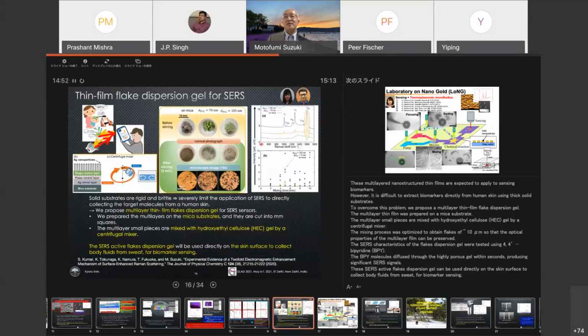The SERS characteristics of the flake dispersion gel were tested using a 4,4'-bipyridine (BPY) solution. The BPY molecules diffused through the highly porous gel within seconds, producing significant SERS signals. So this active flake dispersion gel can be used directly on the skin surface to collect body fluids from the sweat for biomarker sensing.